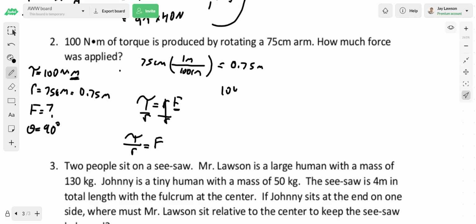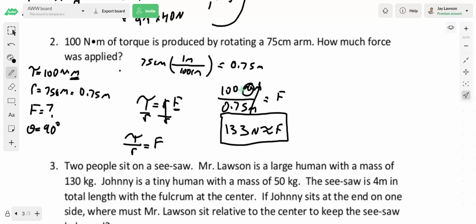So I'll put in what I know, 100 Newton meters divided by R, 0.75 meters, is equal to F, the force. So now you've got to remember to get out your handy dandy calculator and do 100 divided by 0.75. And that comes out to about 133. And it's wanting the force, so it'll be newtons. How do I know newtons? Well, we got a Newton meter here. Meters divided by meters cancel, and we're left with an N for newtons.